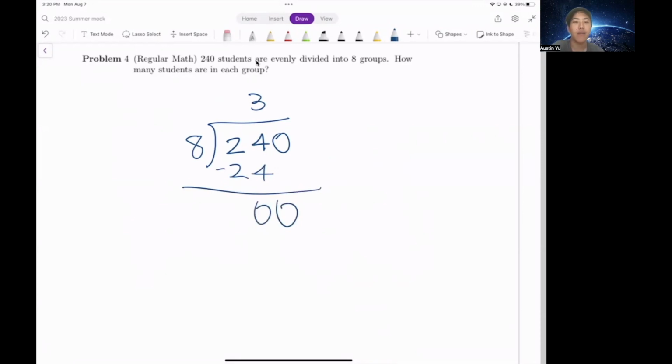And since 0 divided by 8 is 0, we can just plug the 0 in here. And therefore, we get the answer that 30 students are in each group.